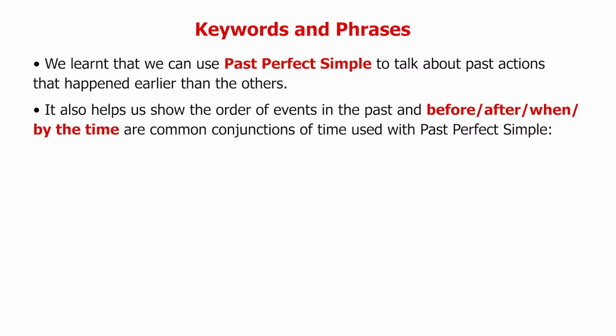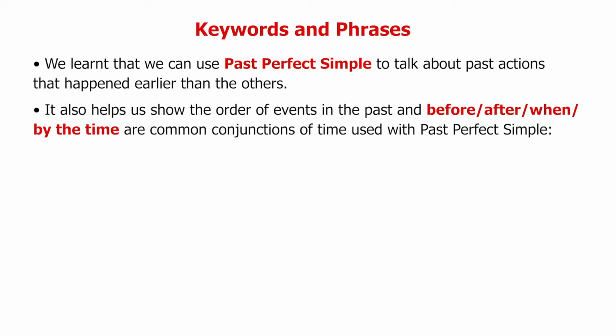So with this, we actually state an action that happened further in the past. Let's have a look at today's keywords and phrases. We learned that we can use past perfect simple to talk about past actions that happened earlier than the others. It also helps us show the order of events in the past.